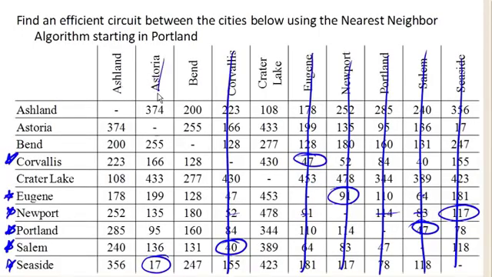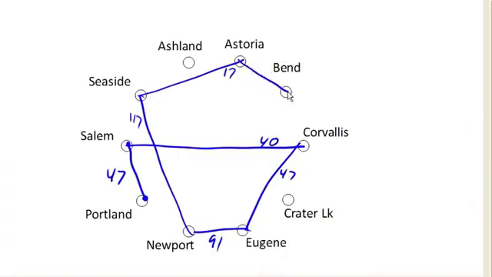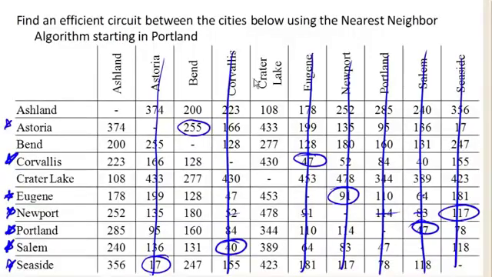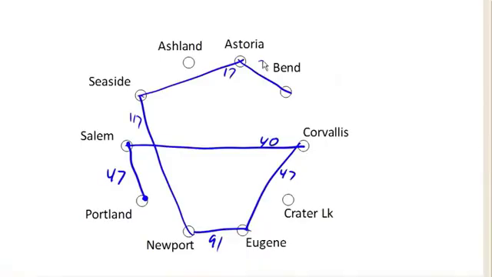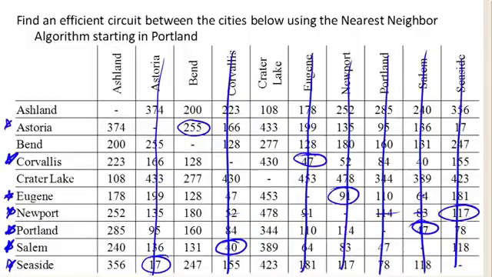From Astoria, apparently I'm going a long way, I'm going to Bend, Oregon. So from Astoria, I'm going to go to Bend, which was a whopping 255 miles away. Okay, now I'm in Bend. From Bend, my next choice is Ashland, which is 200 miles away. So from Bend, I'm going to go to Ashland.